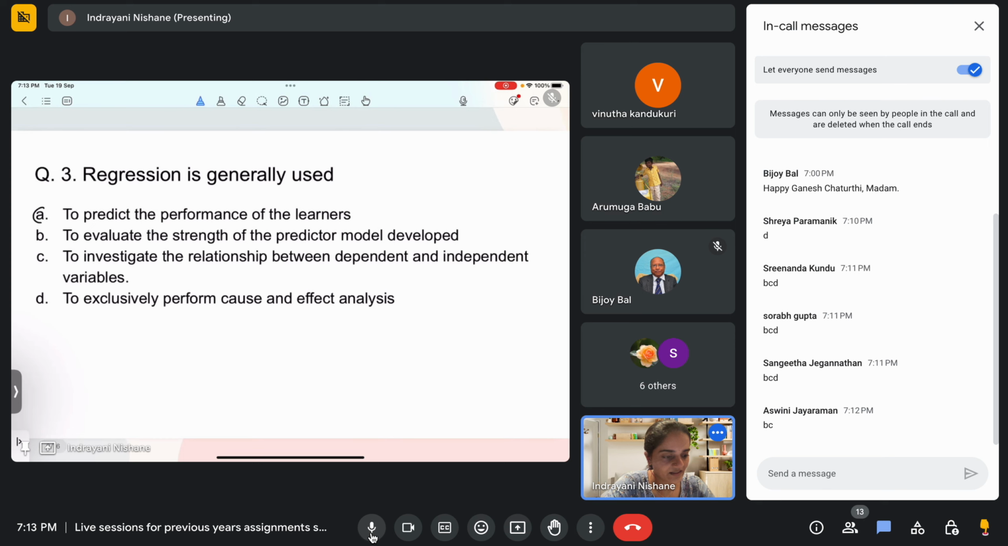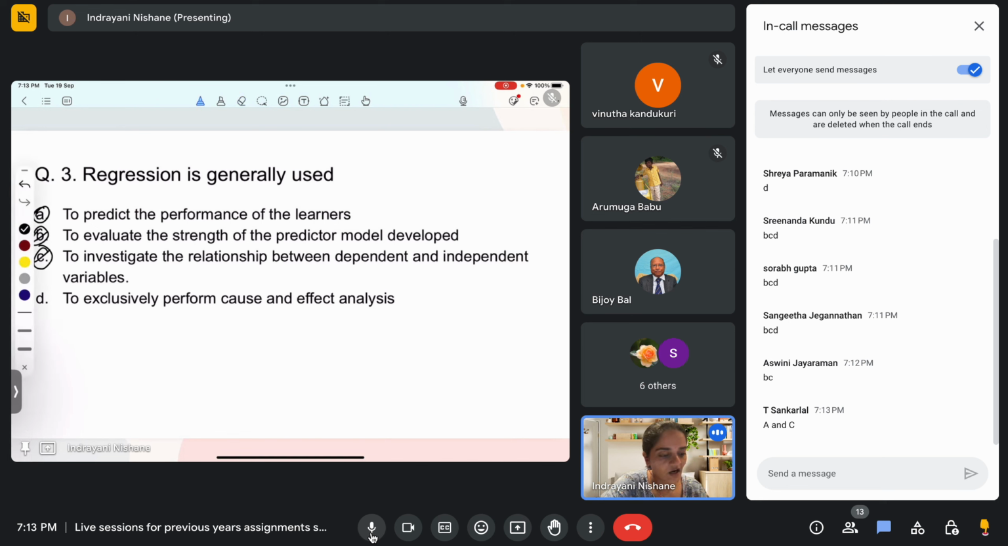Yeah, A, B and C. Okay, so everyone agrees A, B and C. Have we discussed how correlation is not causation? Cause and effect is different and correlation analysis is different. So the regression we cannot use to establish the cause and effect type of relationship.